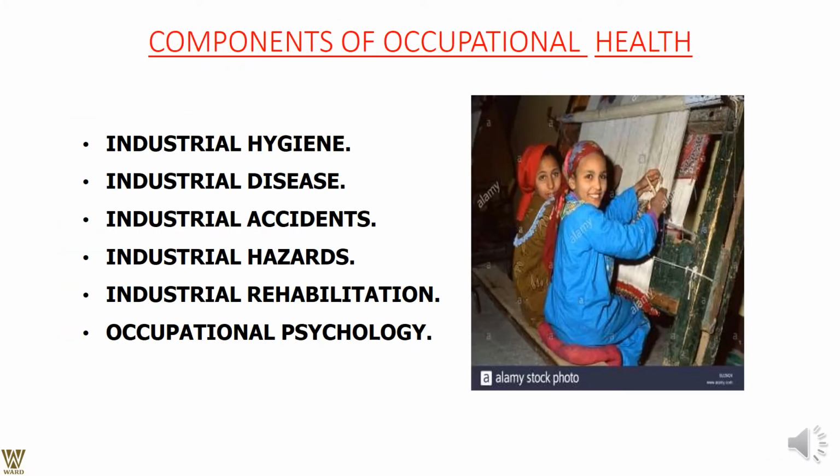So, components of occupational health, what are they? We will be talking about those six components that have been mentioned here, and then we'll talk about a little bit of a revision. We talk about industrial hygiene, industrial diseases, industrial accident, industrial hazards, industrial rehabilitation, and last but not the least, occupational psychology.